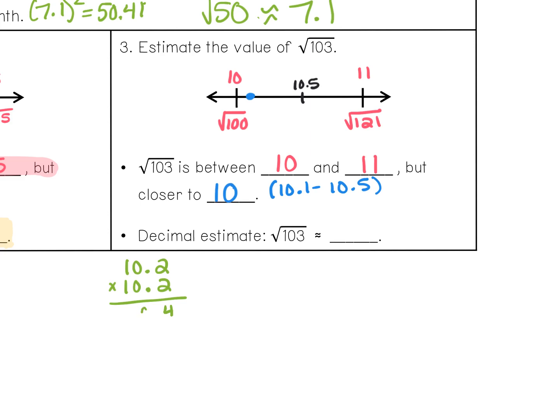So I've got 4, 0, and 2. Bring my placeholder down. 2 placeholders. And I end up with 104.04. That's relatively close to 103, but it's a little over. So instead of trying the next one up, I'm going to try the next one down.